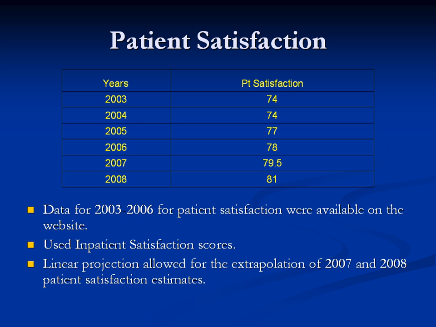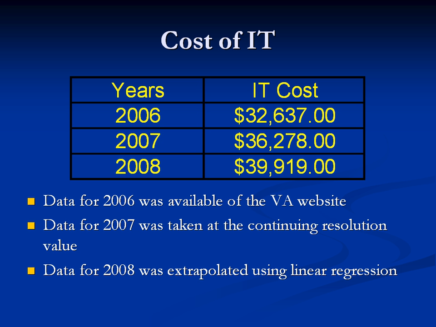For patient satisfaction, we obtained actual data from the website for years 2003 to 2006. We used inpatient satisfaction scores only. Linear regression allowed for extrapolation to 2007 and 2008 score estimates. For the cost of information technology, we used actual IT costs for 2006 and the continuing resolution value given for 2007. We extrapolated estimated IT costs for 2008 using linear regression.